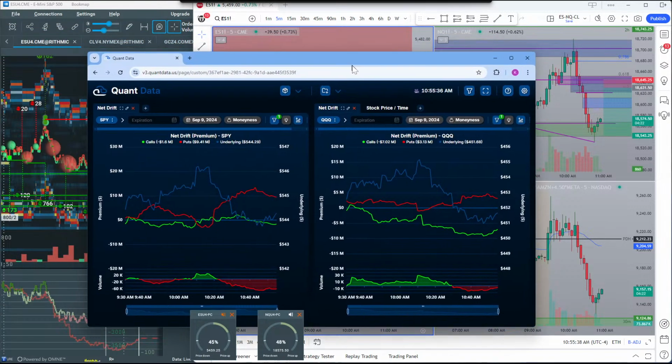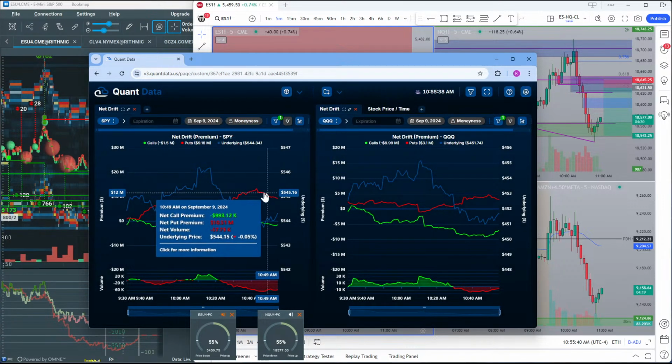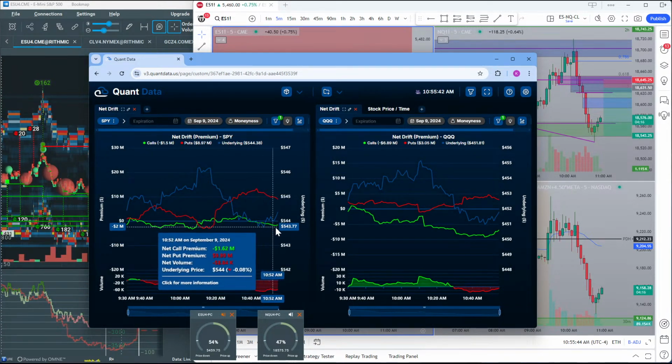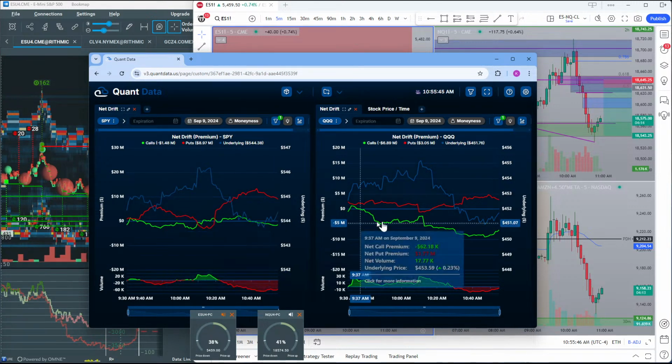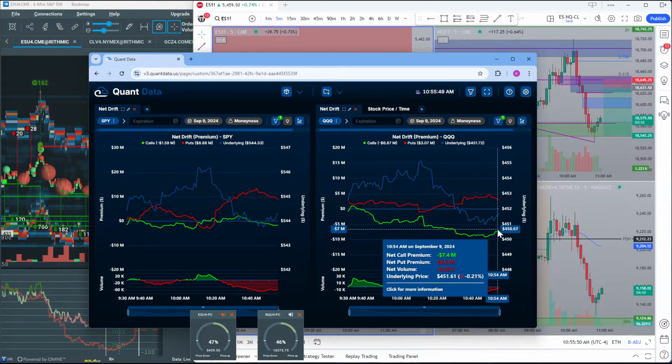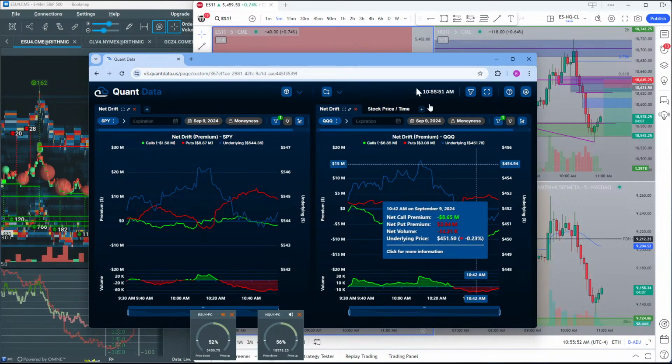Take a look at our quant data. We see that the puts are starting to sell. Calls are still sort of weak, but starting to curve back up higher. Buyers are starting to step in with the calls on the NASDAQ, not that strong, but sellers are selling their positions.